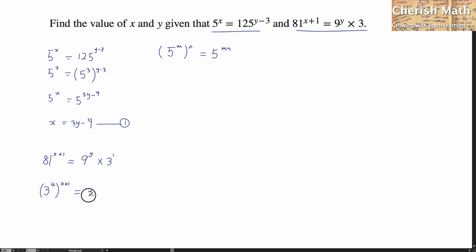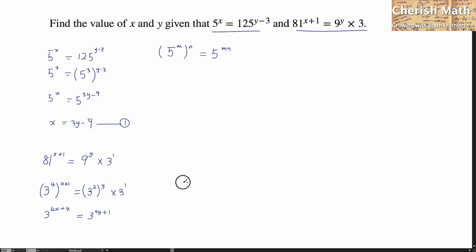9 is a result of 3 squared. On top of that, there's still another power, which is y multiplied by 3 to the power of 1. Now, we have to multiply the power itself. 4 times x, we get 4x. 4 times 1, we get 4. And over here, 3 to the power of 2 times y, we get 2y. And we have to add this up with the 1 here because the index of these two are the same.